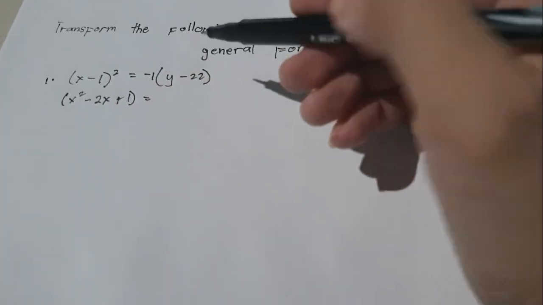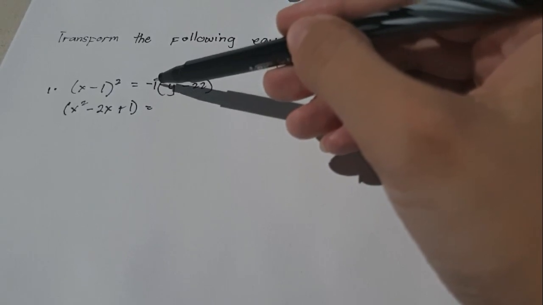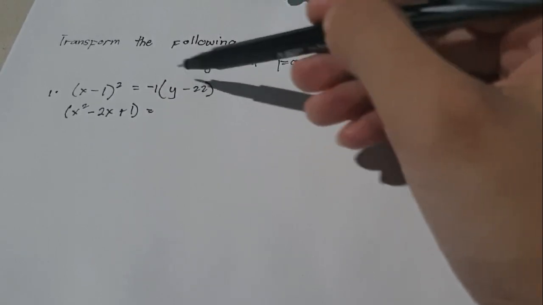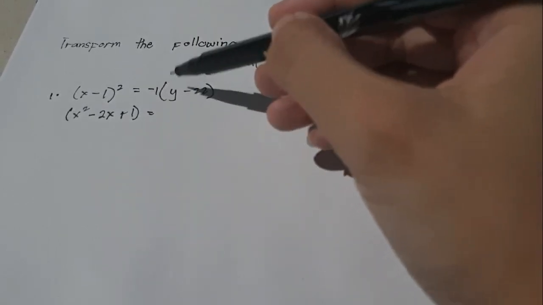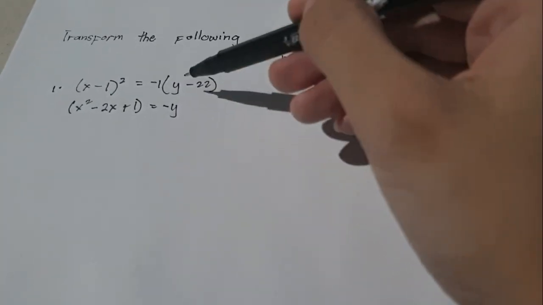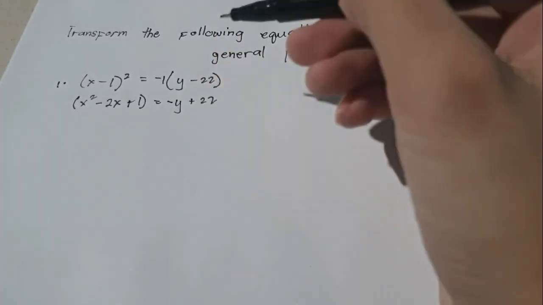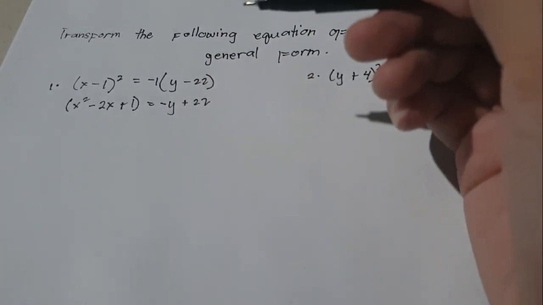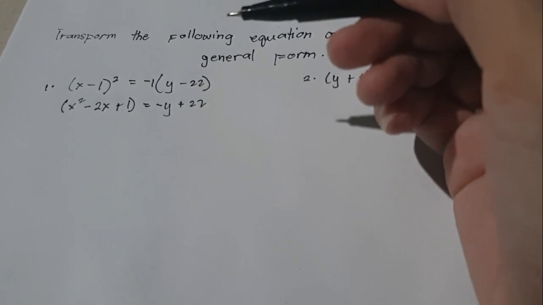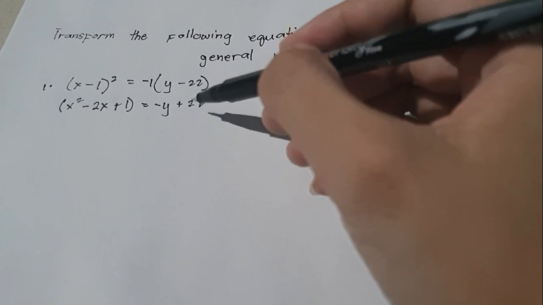And then we will distribute negative 1, or multiply negative 1 to each term inside the parentheses. So negative 1 multiplied by y, we got negative y. Then negative 1 multiplied by negative 22, we got positive 22. And then we will place all terms on the left side of the equation. So we will move negative y plus 22 to the left side of the equation.